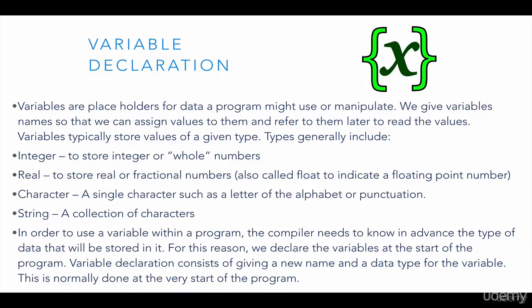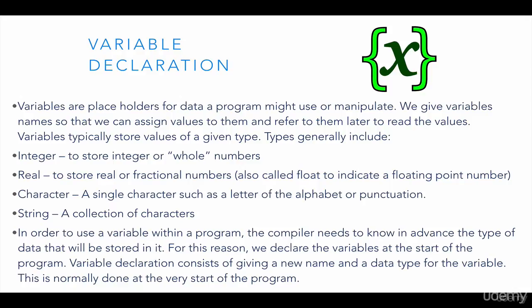In order to use a variable within a program, the compiler needs to know in advance the type of data that will be stored in it. For this reason, we declare the variables at the start of the program. This is very important, okay? Variable declaration consists of giving a new name and a data type for the variable. This is normally done at the very start of the program.